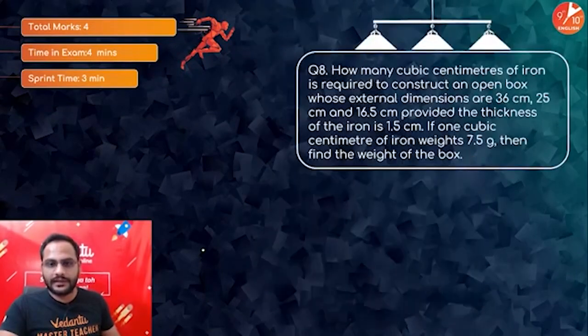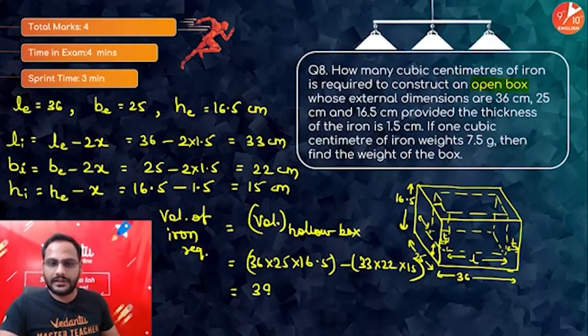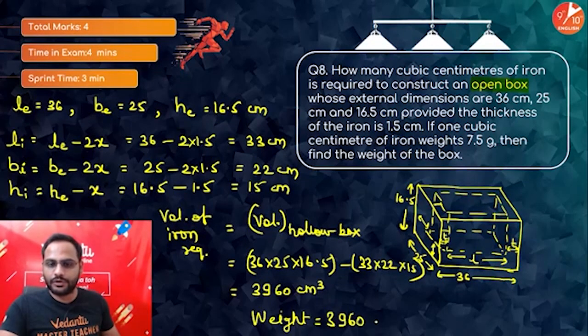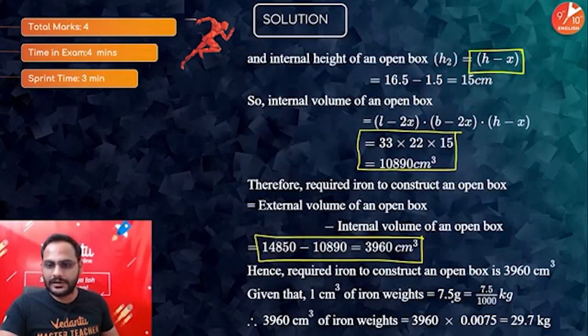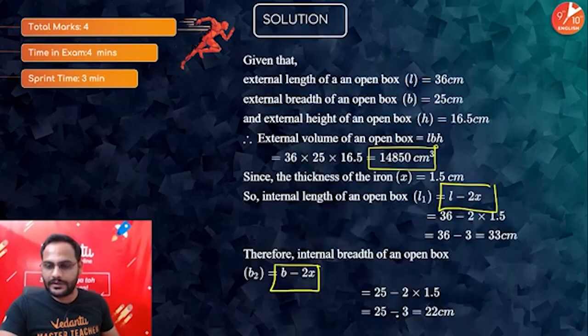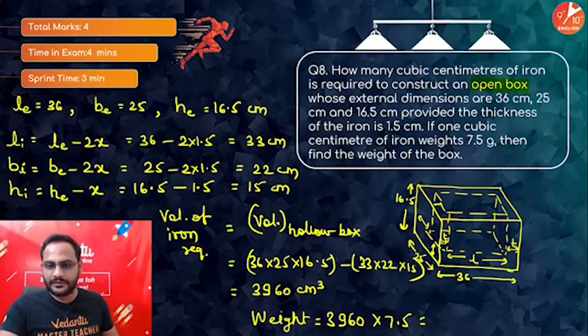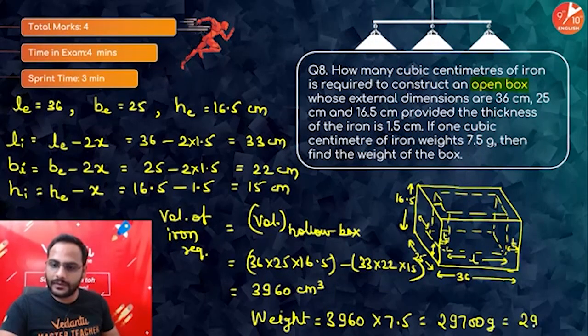चलो, 3960. This is 3960 centimeter cube. Now they are saying 1 cubic centimeter of iron weighs 7.5 gram. Then the weight of the box. So weight देखो, 1 centimeter cube weighs 7.5. So 3960 centimeter cube will weigh how much? Into 7.5. Multiply both. So multiplication में you will be getting 29.7. Chalo, so if you multiply this, you'll be getting 29,700 grams, which can be written as 29.7.